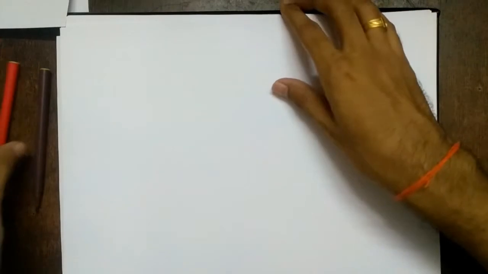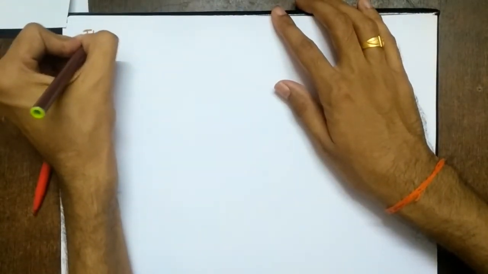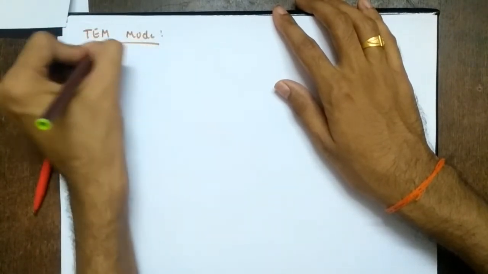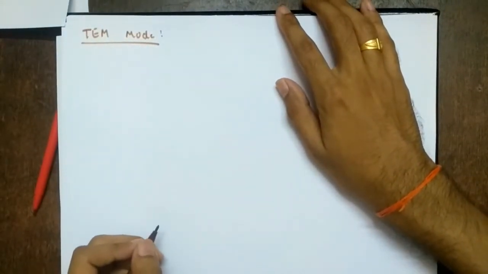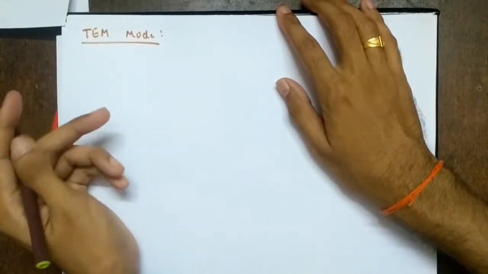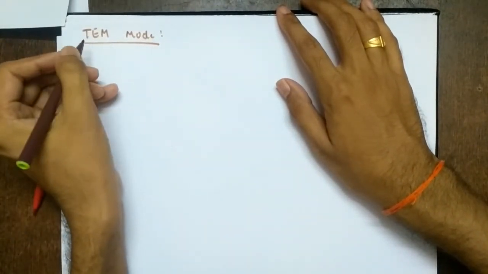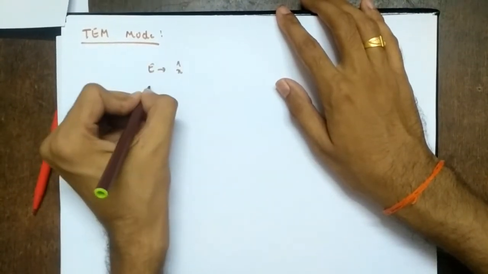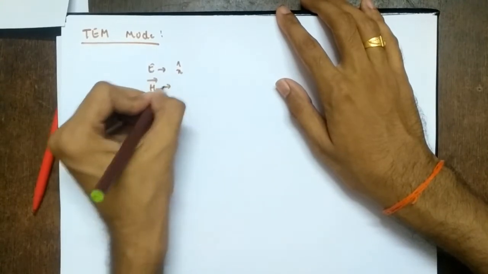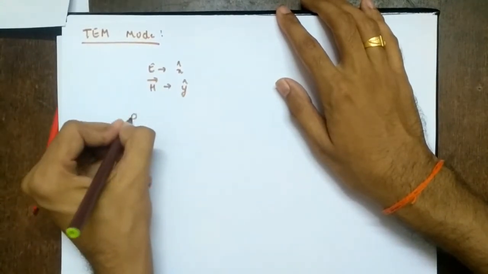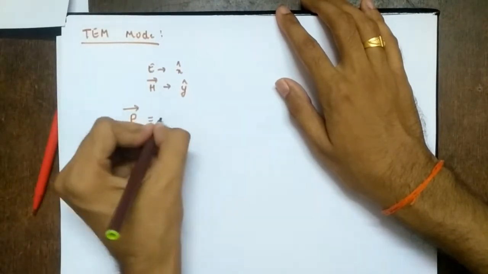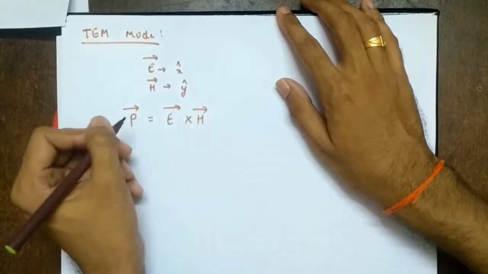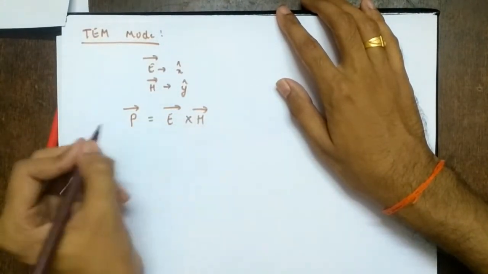So let's study one more topic related to the parallel plane waveguide. It is TEM mode, the transverse electromagnetic mode. We have already touched upon this in the electromagnetics course. We were saying that if the electric field is oriented in the x direction and the magnetic field is oriented in the y direction, we had a Poynting theorem. What is it? Denoted by the P vector, it is E vector cross H vector.